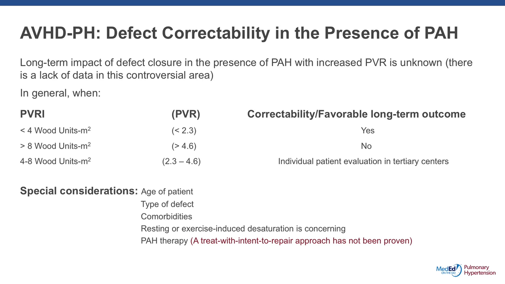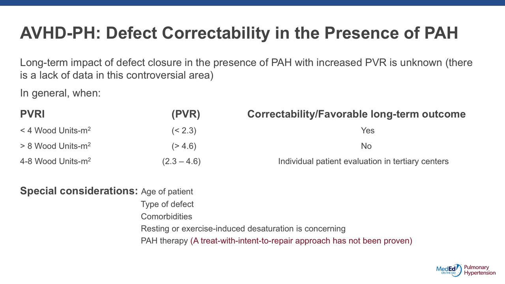However, the gray area is for patients with a PVR index between 4 and 8, so generally a pulmonary vascular resistance between 2.3 and 4.6. And that needs to be determined on an individual basis. And there are many things to consider. I find it very valuable to look at the echo and see how the right ventricle is functioning.